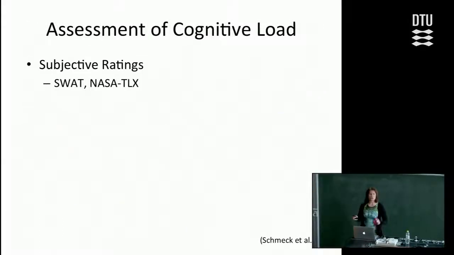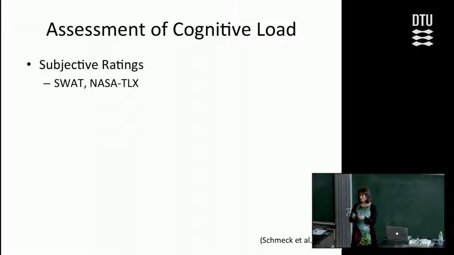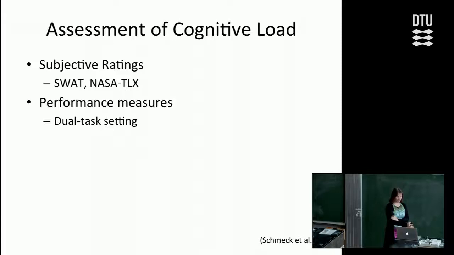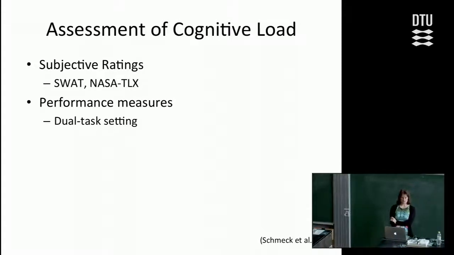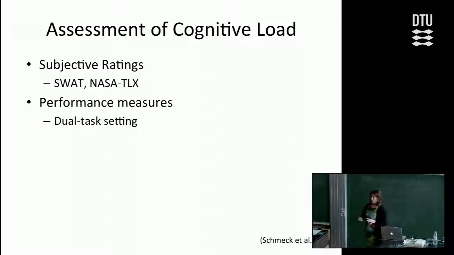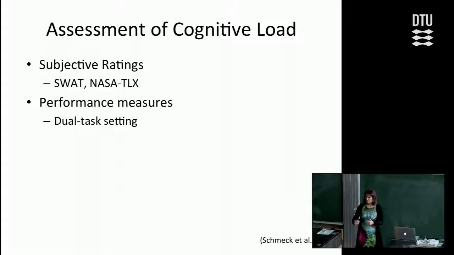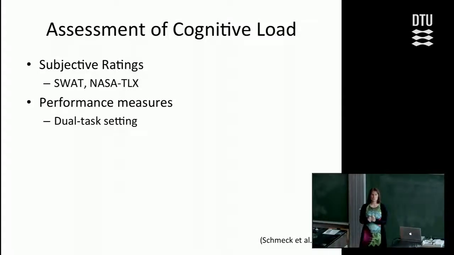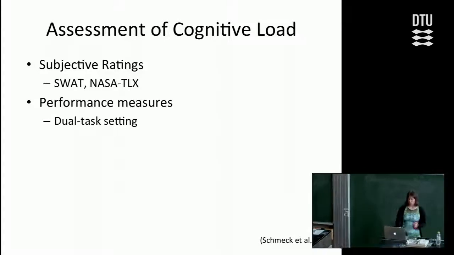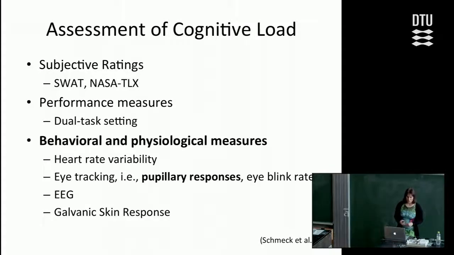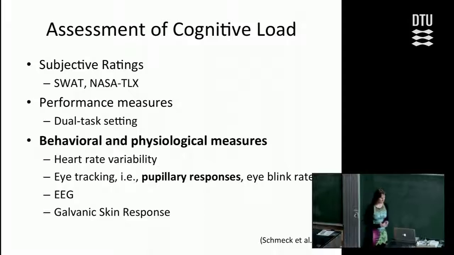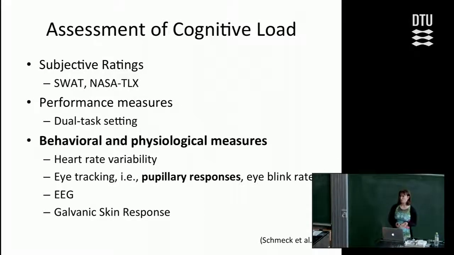In literature, there are a bunch of tools available in order to assess cognitive load. Some of them are subjective ratings using questionnaires. Some of them are performance measures. So in this setting, while you're doing your ordinary task, there would be a secondary task running in parallel, and the cognitive load would be measured in terms of how well you are performing in those secondary tasks. And then there are behavioral or physiological measures to assess cognitive load, like heart rate variability. You can use eye tracking, in particular pupillary response data, or blink rates, EEG, and also galvanic skin response.